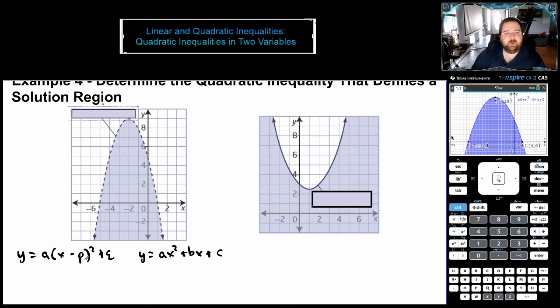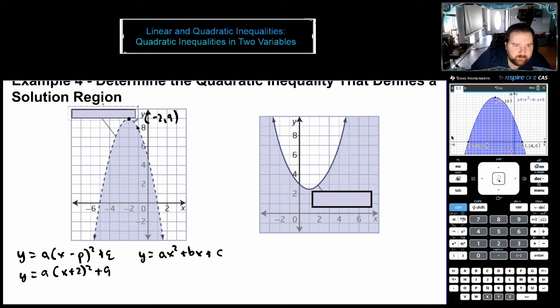So for this one, we need to have our vertex, which is right there. And our vertex's value is -2 and 9. So that's our p and the q. So we can start by plugging that in. y equals a(x minus -2), so (x plus 2) squared plus q, so plus 9. So we need this a value now, and we can see if we can do that visually.